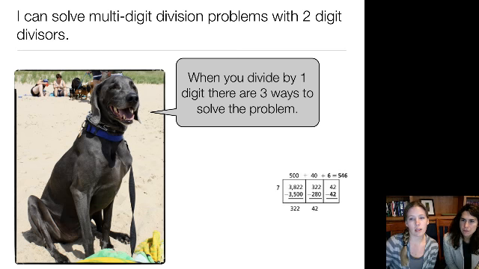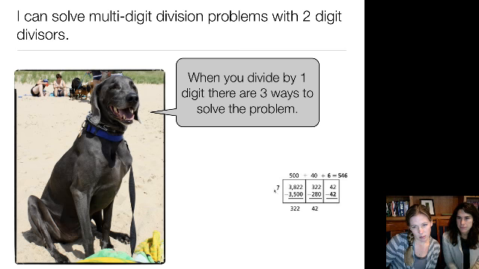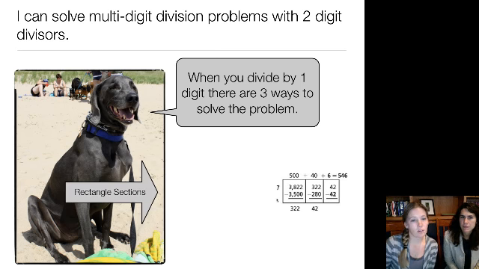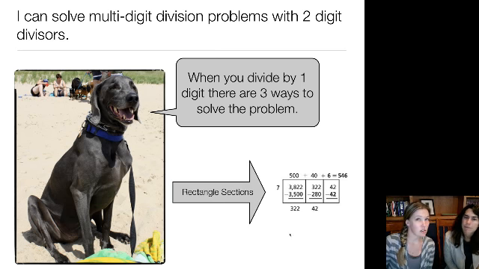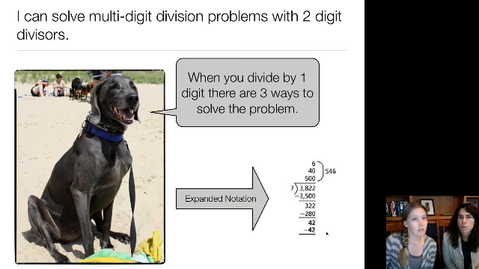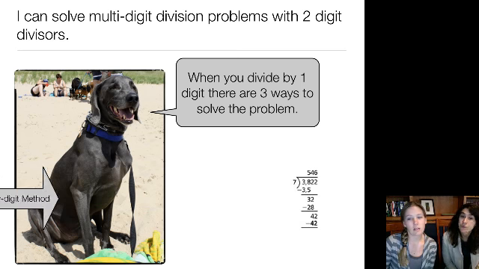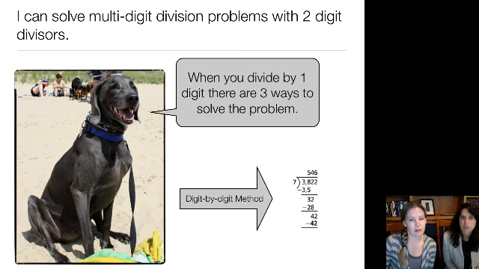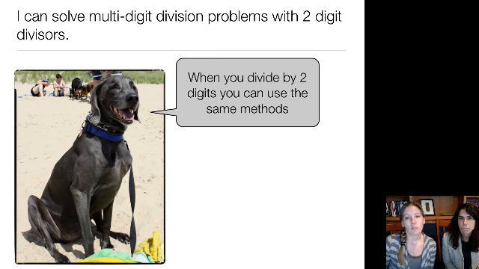So if you had a 1-digit divisor, this problem would have been 3,822 divided by 7. So just 1 digit out here. You could solve it in 3 ways. There's the rectangle sections way, the expanded notation way, and the digit by digit method. So 3 choices that you've had, and by now you probably have one that's your favorite. The good news is you're going to be able to use those for these as well.